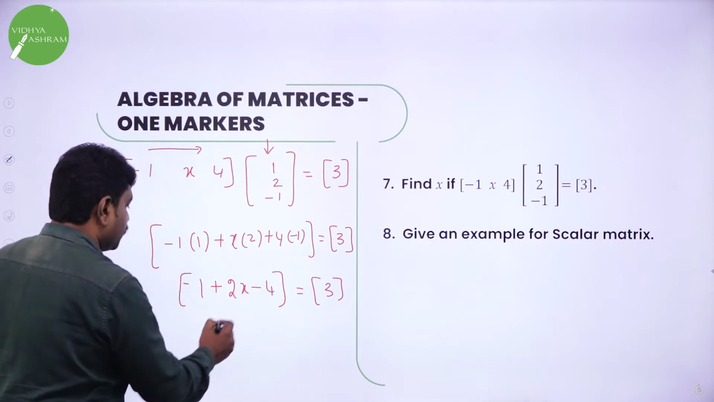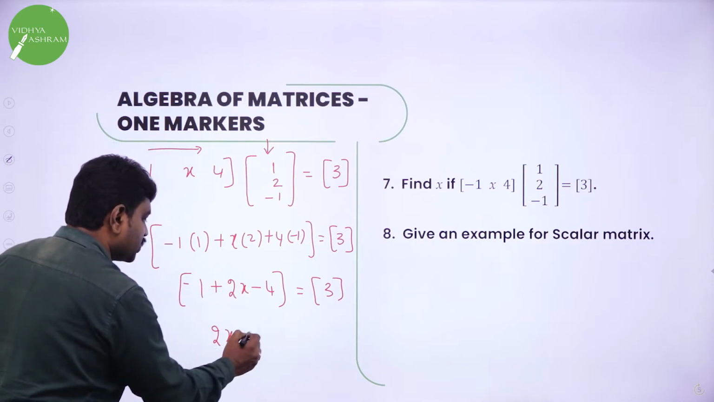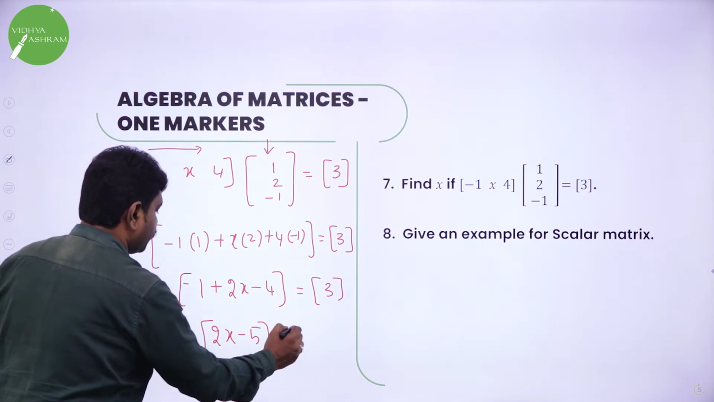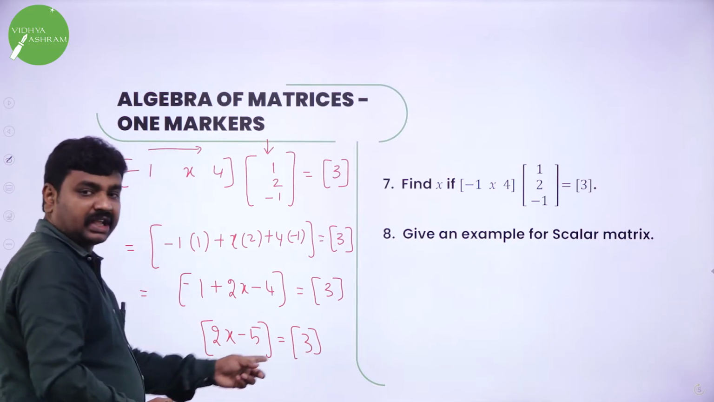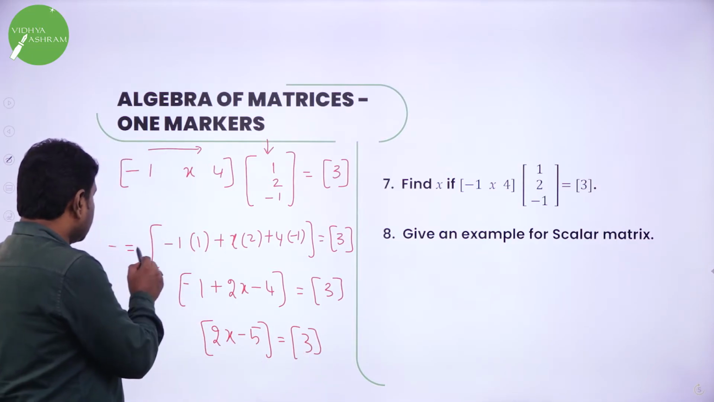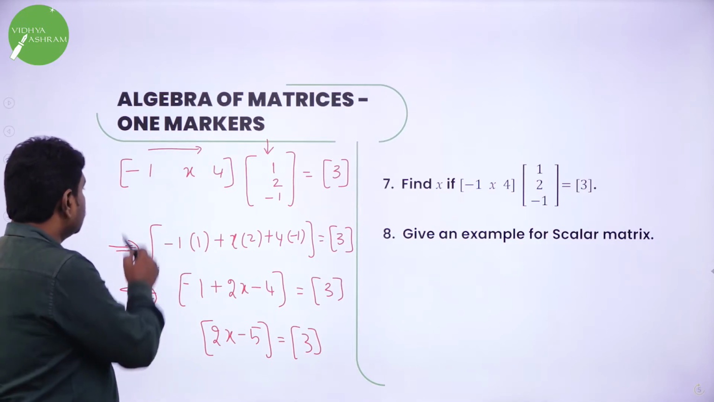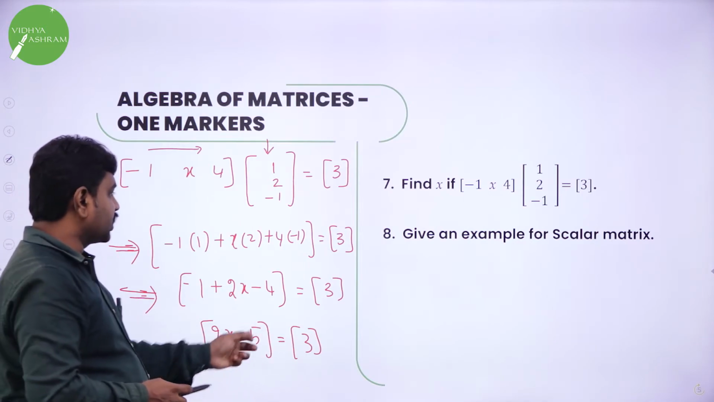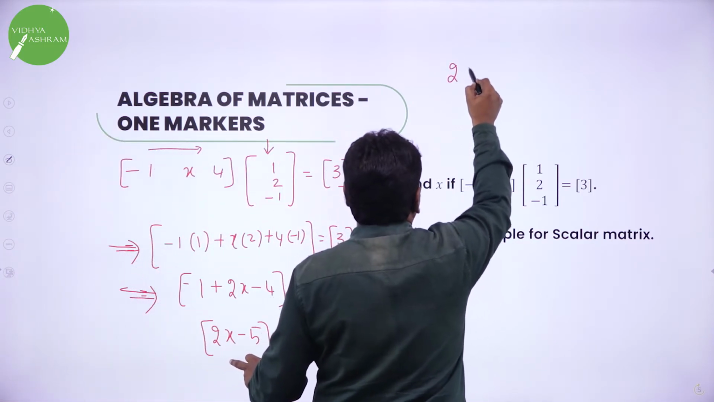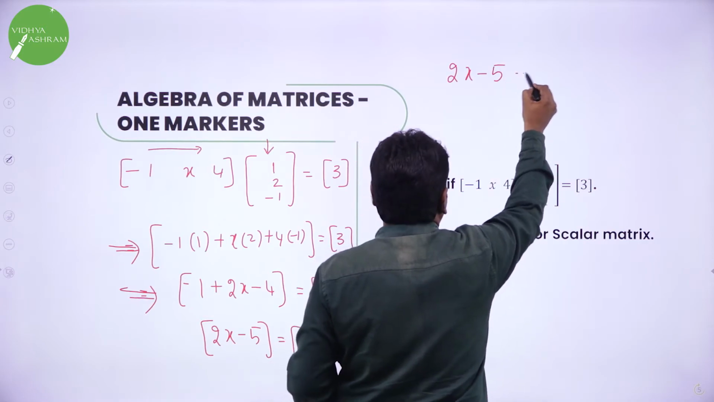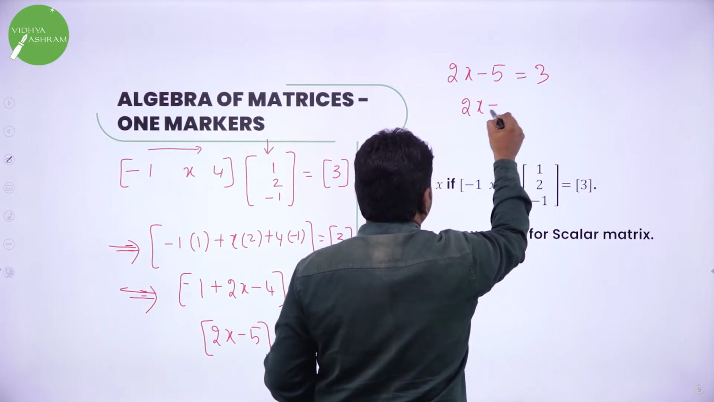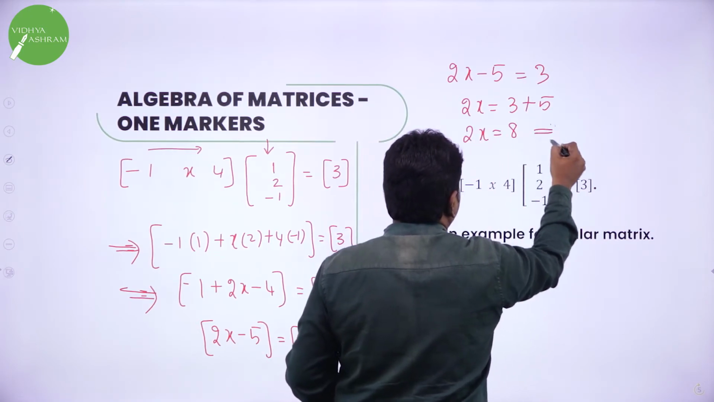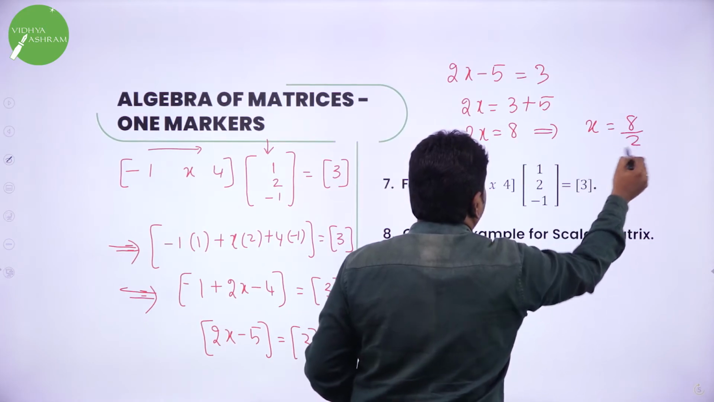So now minus 1 minus 4, can I write 2x minus 1 minus 4 is minus 5, is equal to 3. So now I got two matrices are equal. If two matrices are equal, then corresponding elements have to be the same. So equate the corresponding elements. What is the element inside? 2x minus 5. What is the element here? 3. Solve this. So 2x becomes 3 plus 5. So 2x is equal to 8. That implies x is equal to 8 by 2. x is equal to 4.